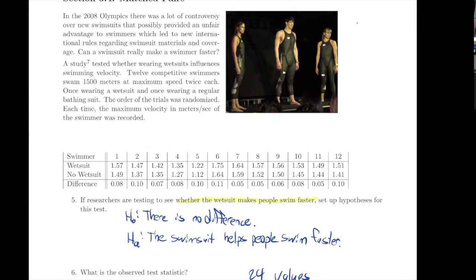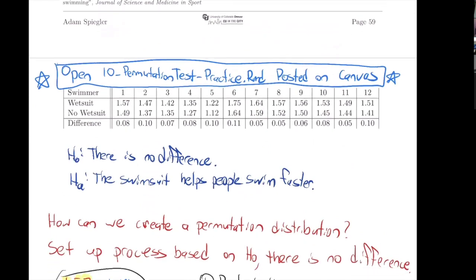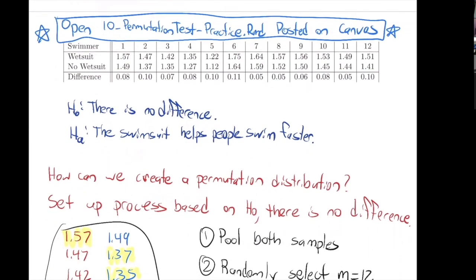Any questions about those hypotheses? What's going on in the table is we have their velocity for the new wetsuit, their velocity without that wetsuit, and then here's the difference in their velocities. We were talking about how we can set up a permutation test for this data.